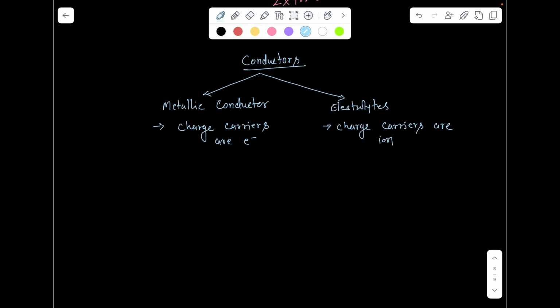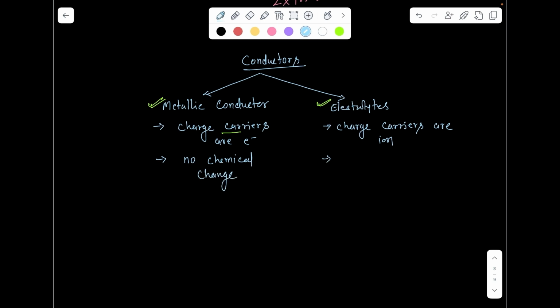So next segment we have a conductor. Conductor means which can allow the current to pass through, by electrons and ions. So first one we have metallic, another is electrolytes. Electrolytes can be aqueous and molten. Here the charge carried by the electron means electrons are responsible for conduction of electricity, and here ions are responsible for conduction of electricity. No chemical change during the process.